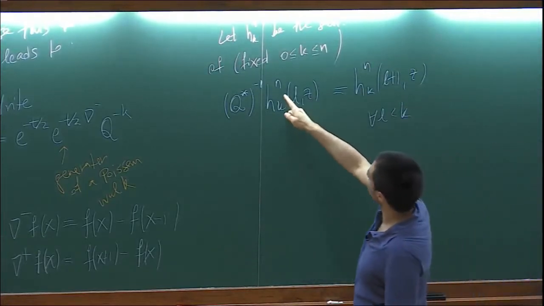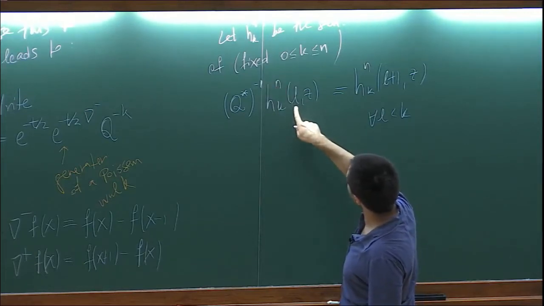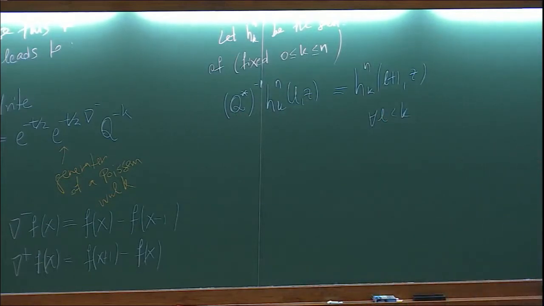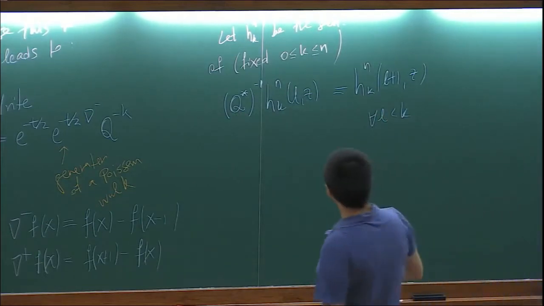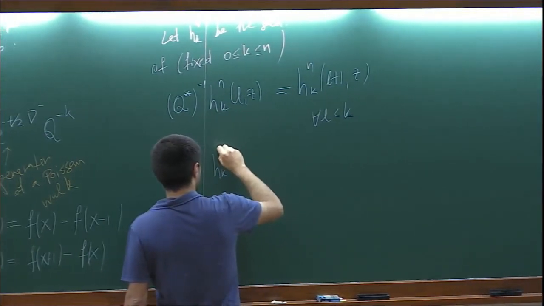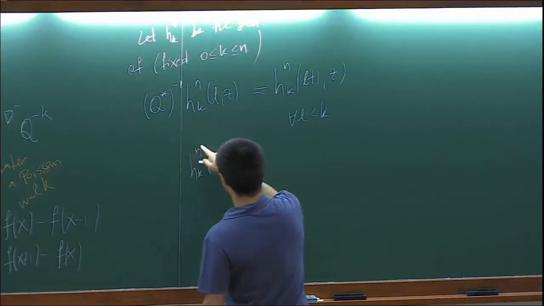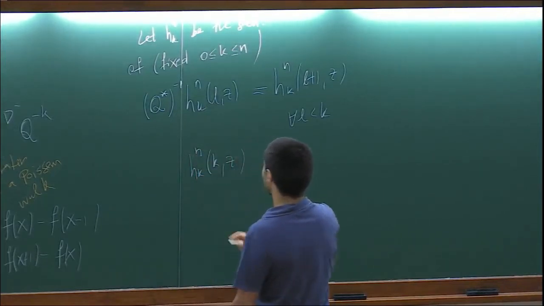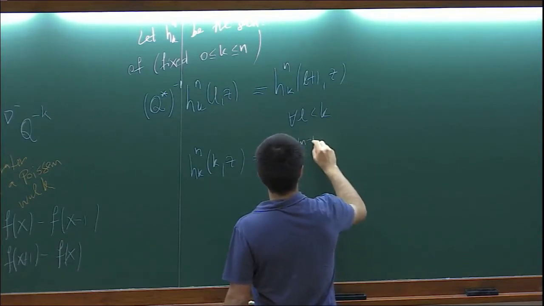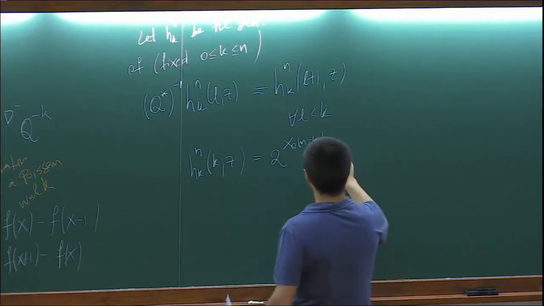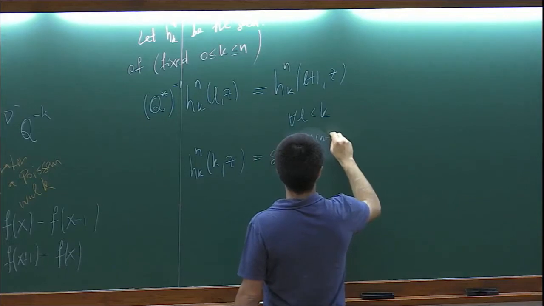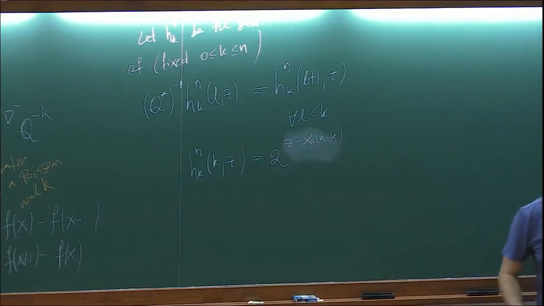So I hit my function at time l with this Q star inverse, and I get the solution at time l plus 1. So that's the first condition. The second condition is an initial condition. Remember, these are fixed, so at time k, this should be 2 to the z minus the initial condition.